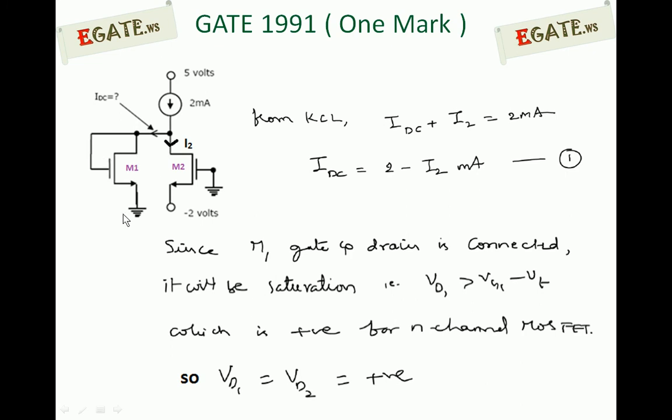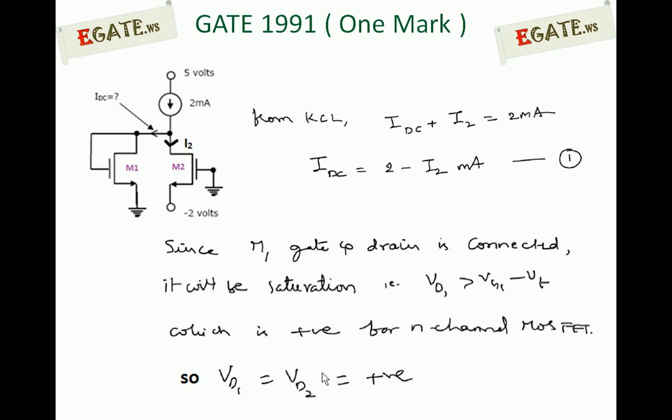Whenever it is in saturation, the drain to source voltage is always positive. Since you are applying 5 volts and the source is connected to ground, definitely this voltage is greater than 0 volts. So the drain of M1 is going to be at a positive voltage. Drain of M1 is nothing but drain of M2, so VD2 is also positive. VD1 and VD2 both are going to be positive voltages.